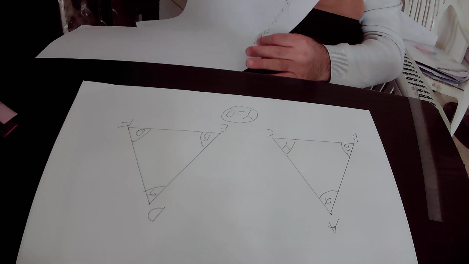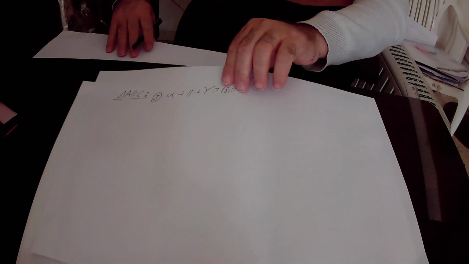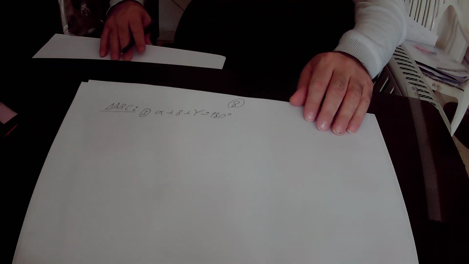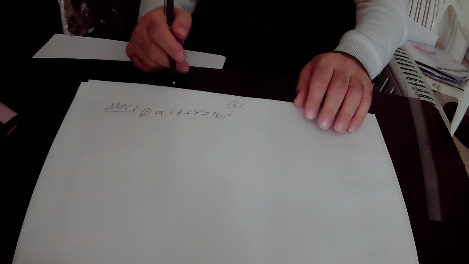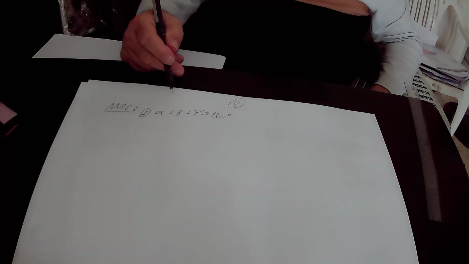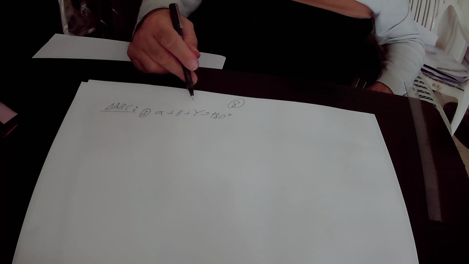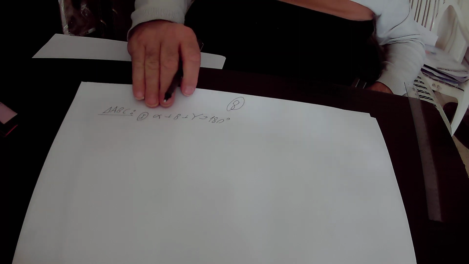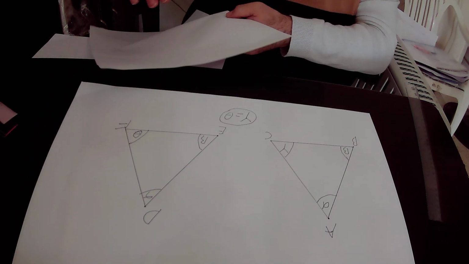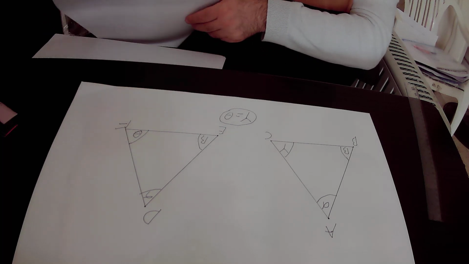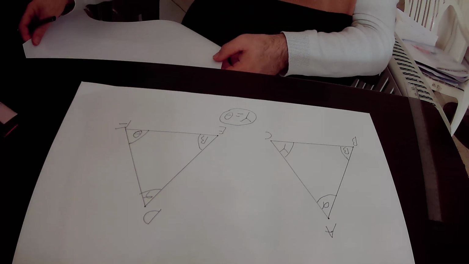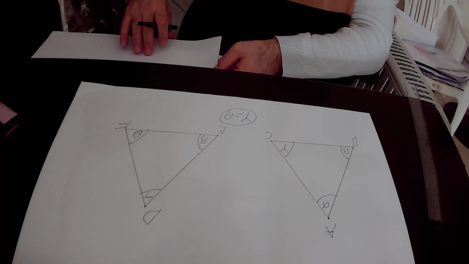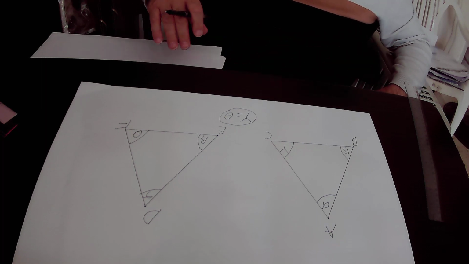I will repeat again. In triangle ABC, the sum of its angles equals 180 degrees. That is to say, alpha plus beta plus gamma equals 180 degrees. Likewise, in triangle DEF, the sum of its angles is also equal to 180 degrees.